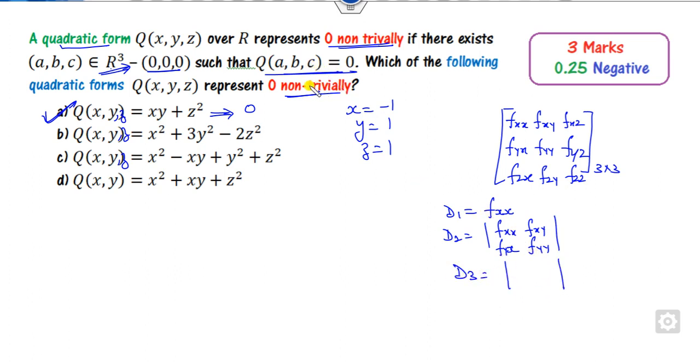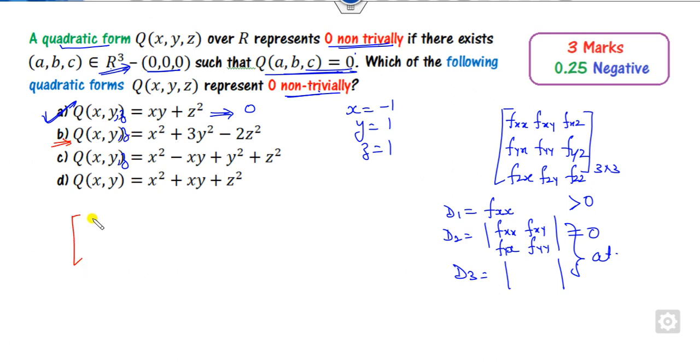Since we need a non-trivial solution, the determinant is 0, so we need the first value to be greater than 0, and at least one of the other ones will be 0. At least one of them will be 0. So we will see which option is correct. First we already computed them. So look at the second value. Look at this pair.